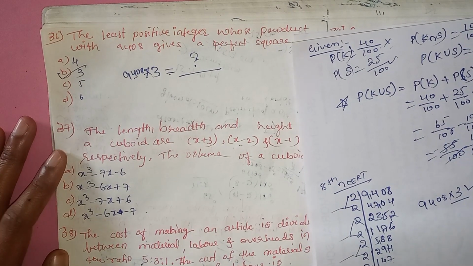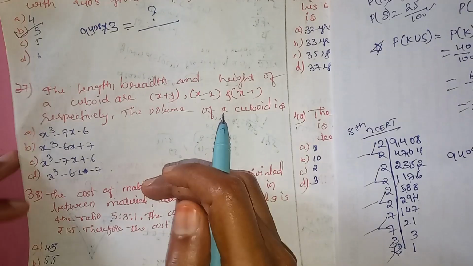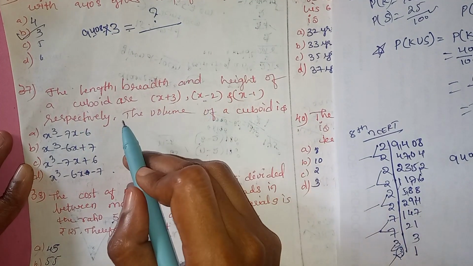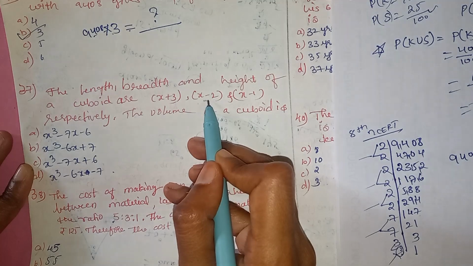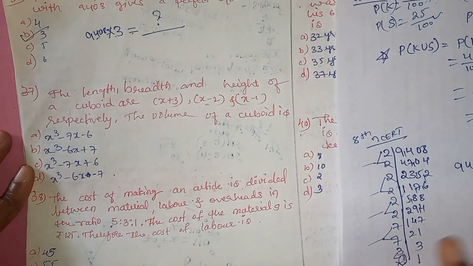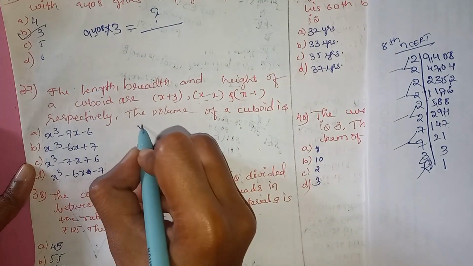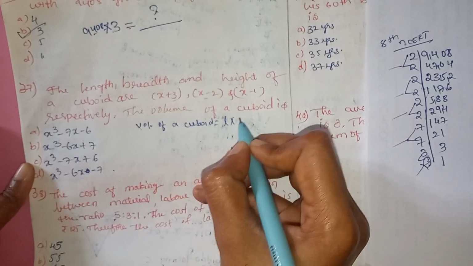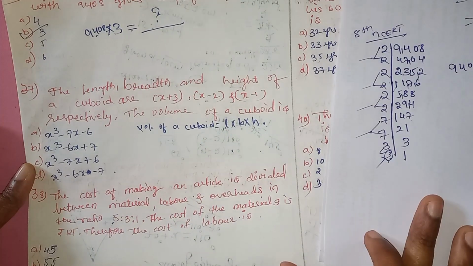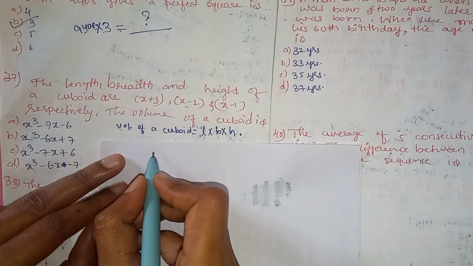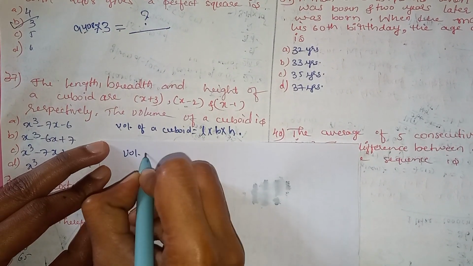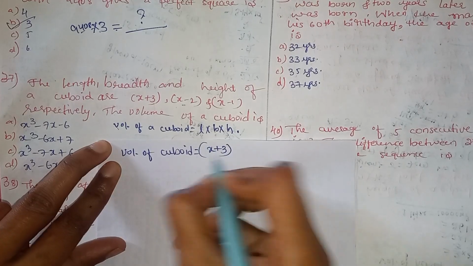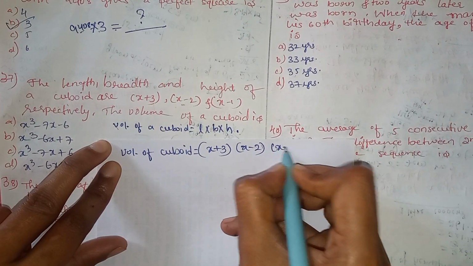Yes. Next question, 37th question. The length, breadth and height of a cuboid are given respectively as x plus 3, x minus 2, x minus 1. The volume of a cuboid, we have to know the formula. Volume of a cuboid is equal to length into breadth into height. Let's find the volume of the cuboid. So volume of cuboid is equal to x plus 3 into x minus 2 into x minus 1.